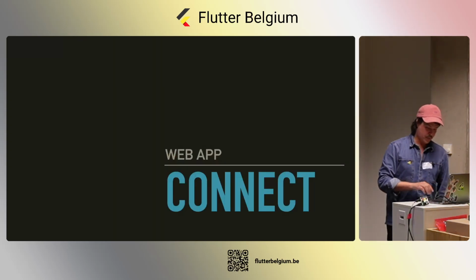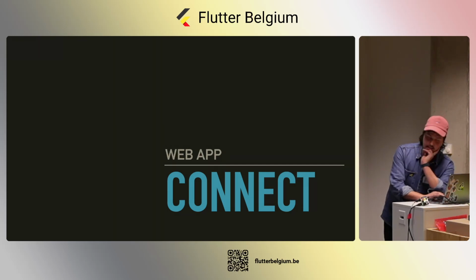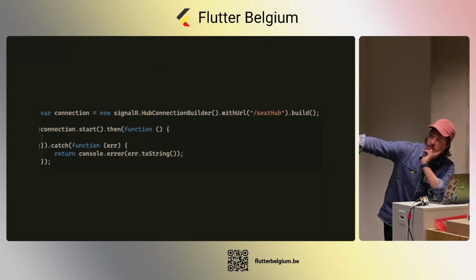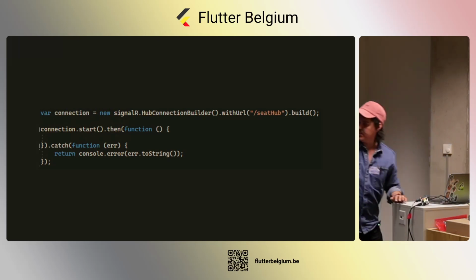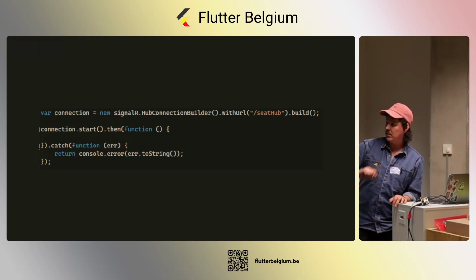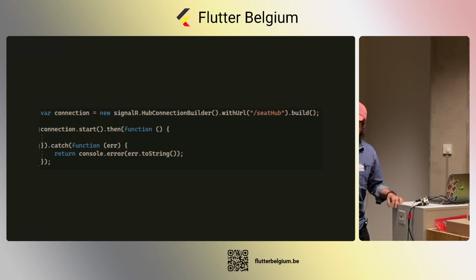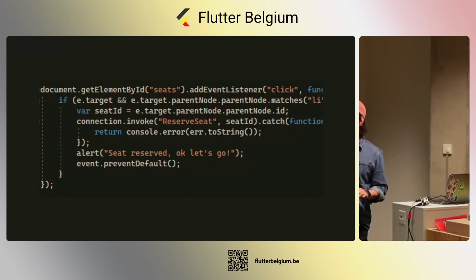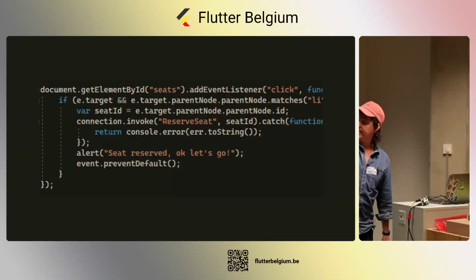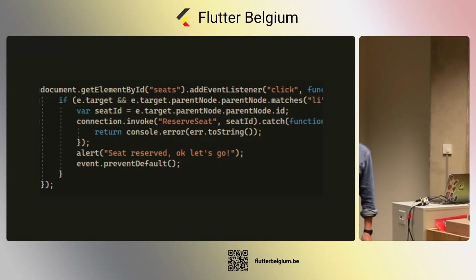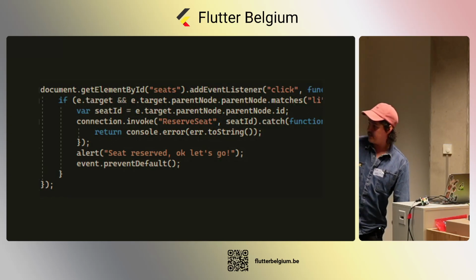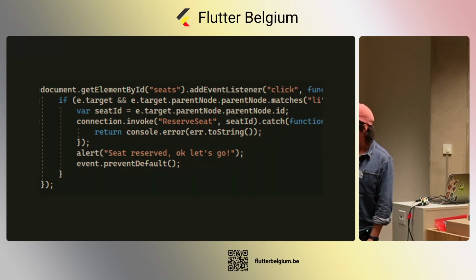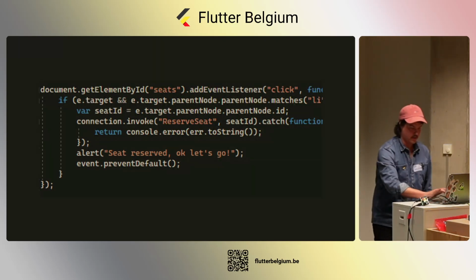The web app is pretty simple. We just connect. This is just plain JavaScript. You see we just connect with a certain URL, start the connection, and if there is an error, we just log it. And to invoke, this is a lot of code, but it basically just invokes the reserve seat method on that hub, providing it the seat ID, which was found by looping through all of the seats. And then it invokes it and shows an alert.